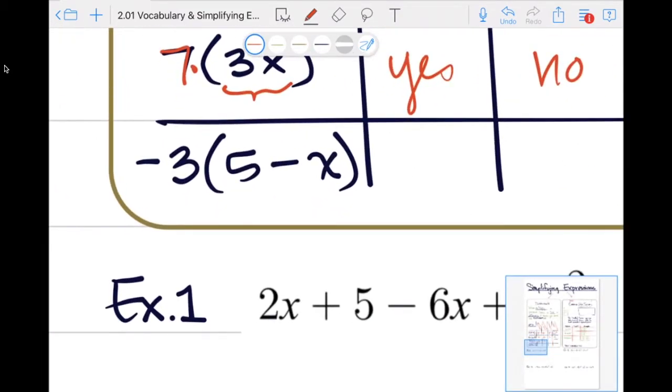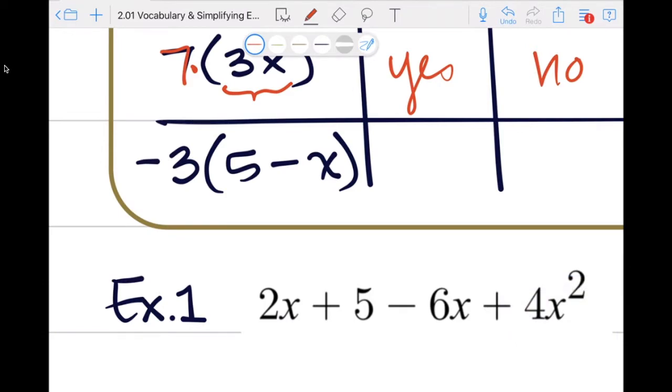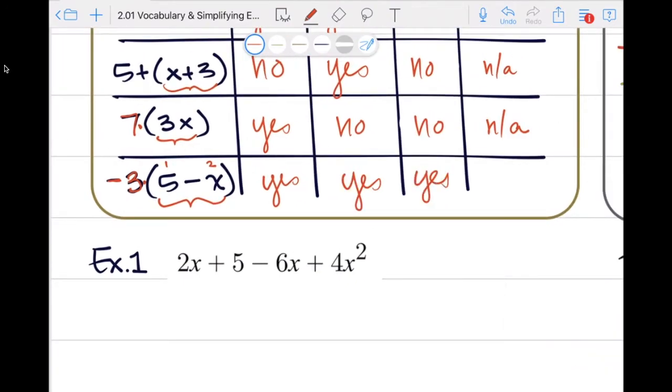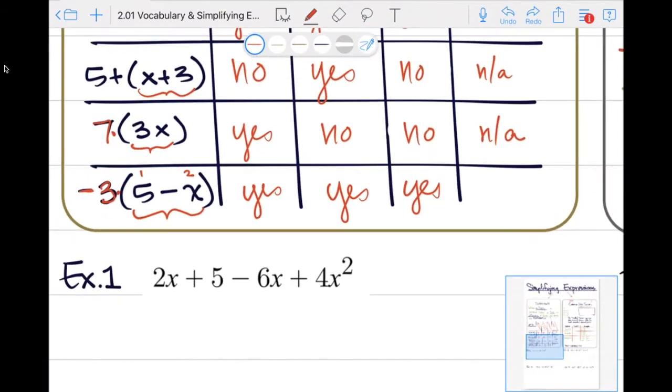And then finally, -3 times the quantity 5 minus x. First, are we multiplying a constant? We are. We're multiplying by -3. So we can say yes for are we multiplying a constant. And then in the parentheses, we have here a difference of one term, two terms. So a difference of more than one term. So we can say yes here. Yes, we will distribute. And so let's do that.